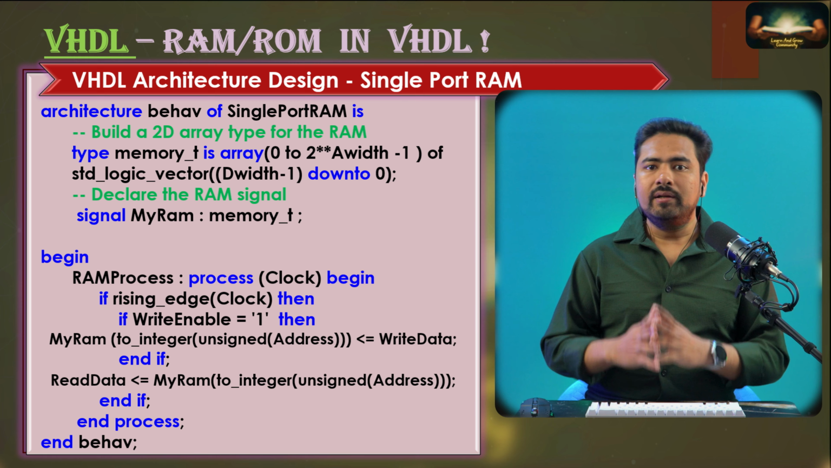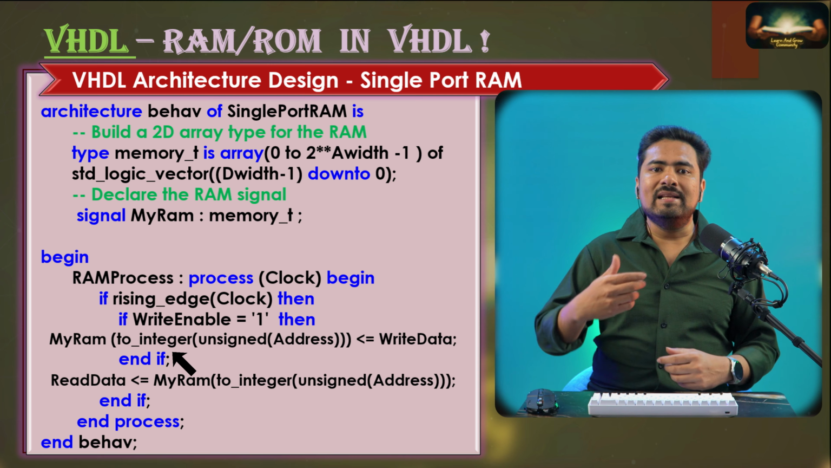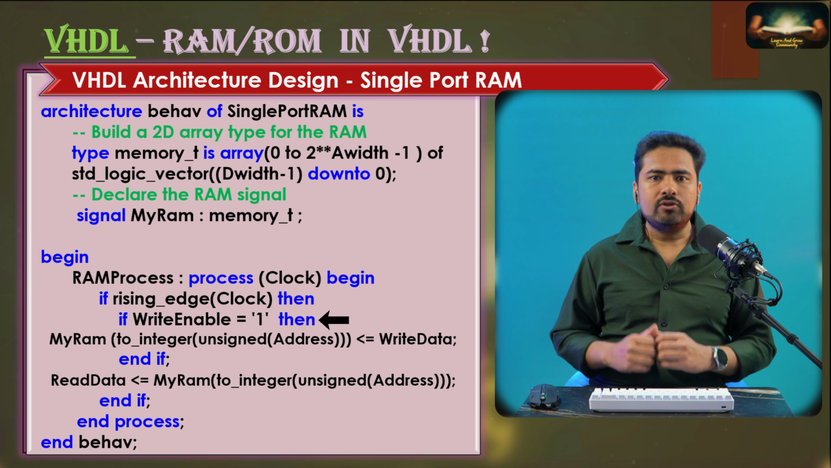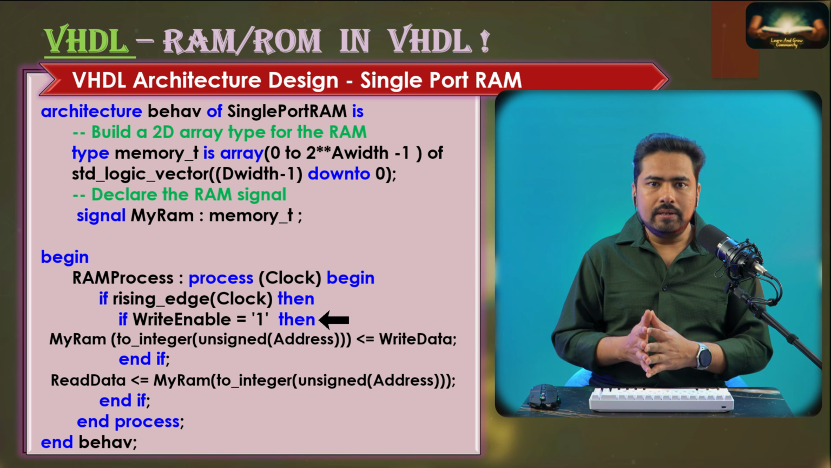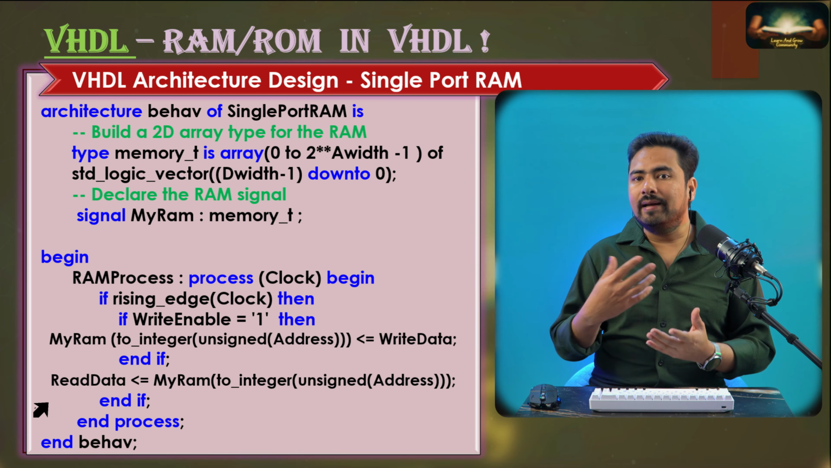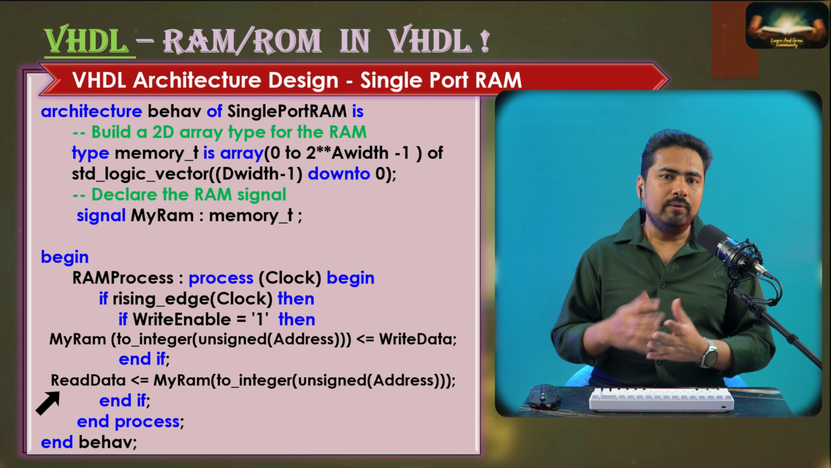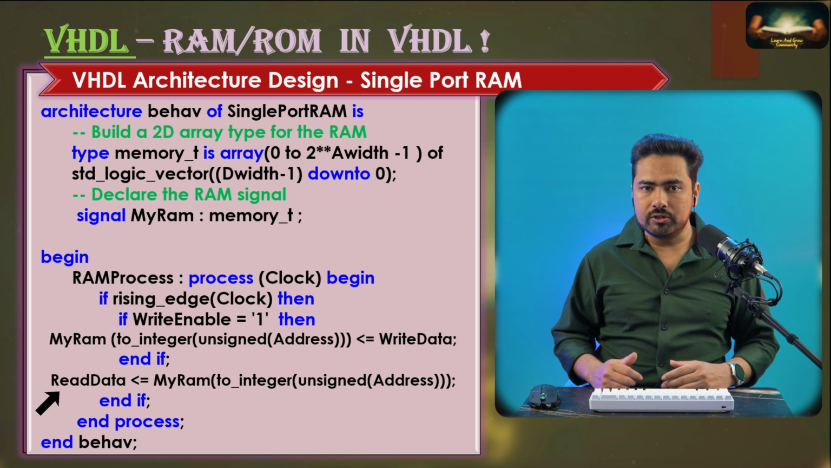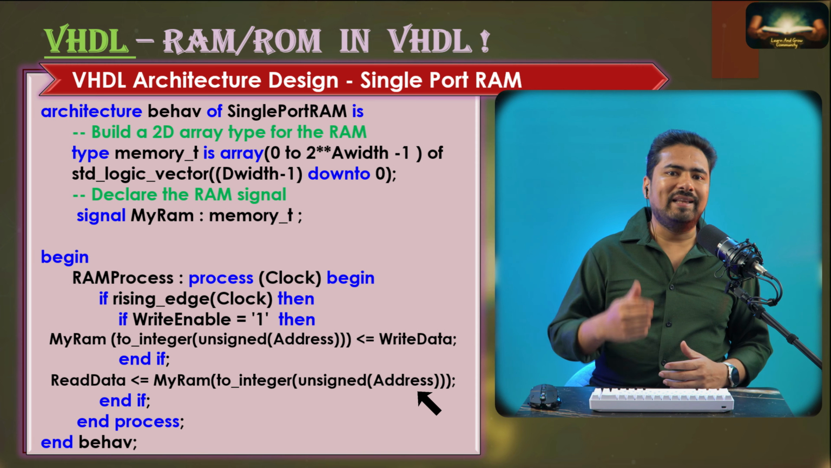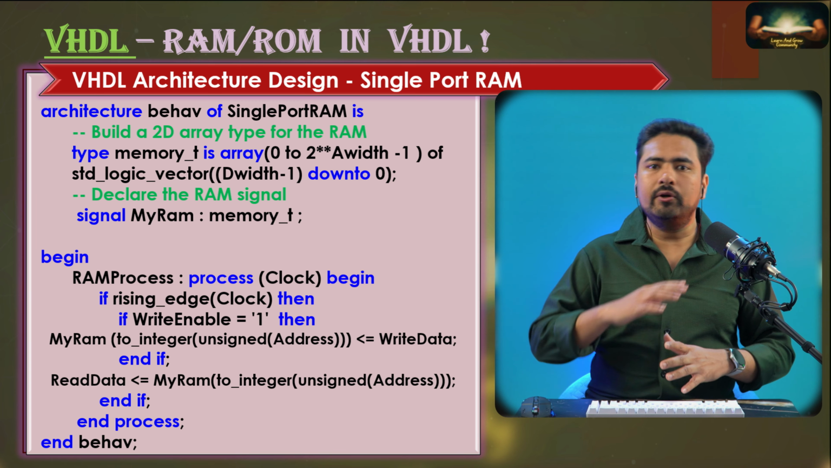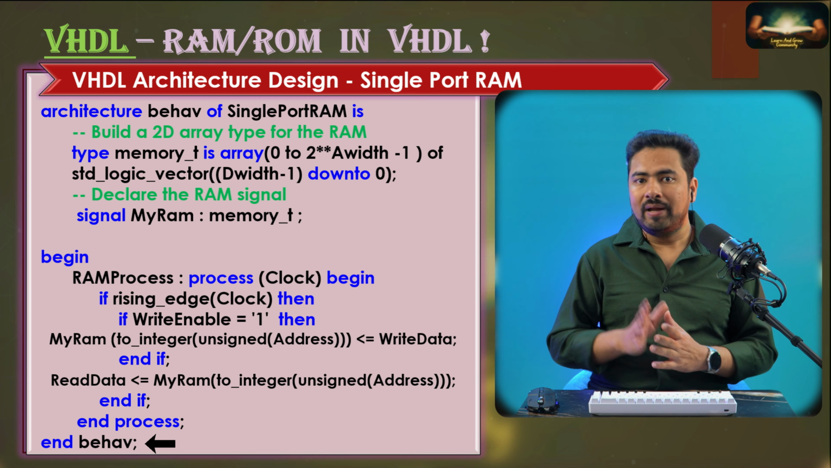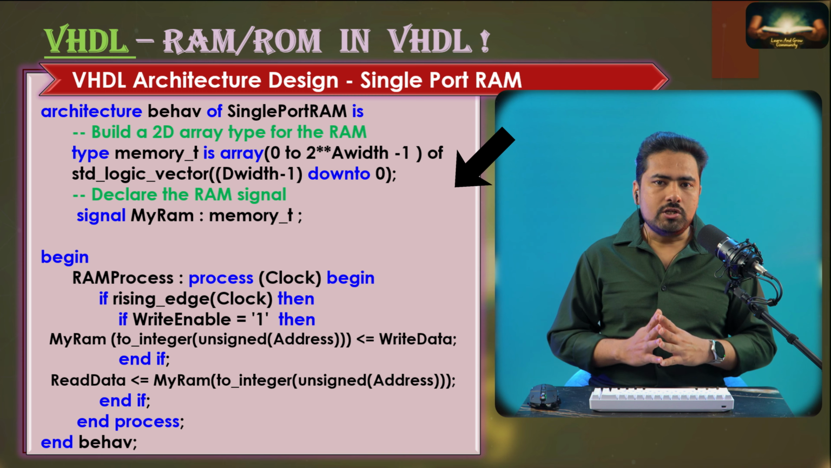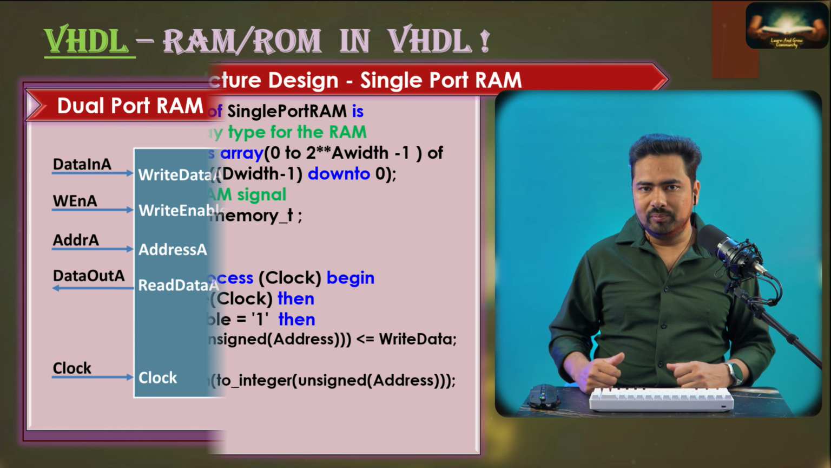You can also write this read statement inside the else condition of this write enable condition. But the problem is that when the write pin is enabled, at that time, what will you get at the read port? If the read port holds your last output, then it will create unnecessary latches. So this is written like that. Finally, we terminated all the if conditions, the process block, and the architecture body. So this is our complete VHDL code for a single port RAM module.